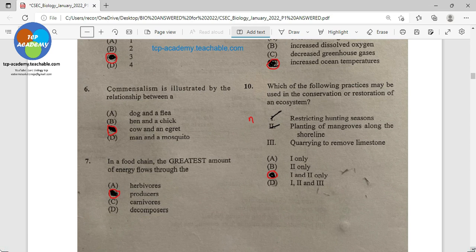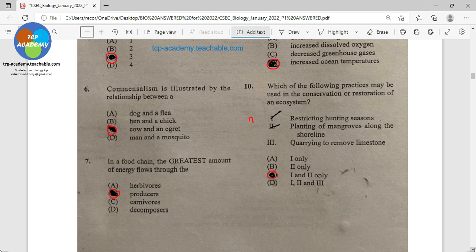Number 10, this is a new question and we are looking at which of the following practices may be used in the conservation and restoration of any ecosystem. The options are restricting hunting season, planting of mangroves along the shoreline, and of course quarrying to remove limestone.